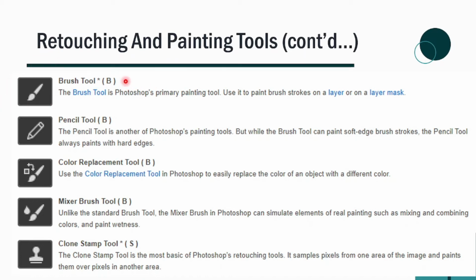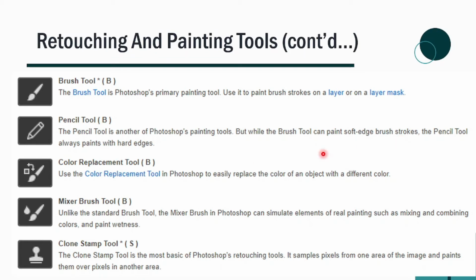We have here brush tool, letter B ang iyang shortcut key. Okay, so primary painting tool is the brush tool, used to paint brush strokes on a layer and on a layer mask. Here is the pencil tool, another Photoshop painting tool. While the brush tool can paint soft edges, the pencil tool always paints with hard edges.